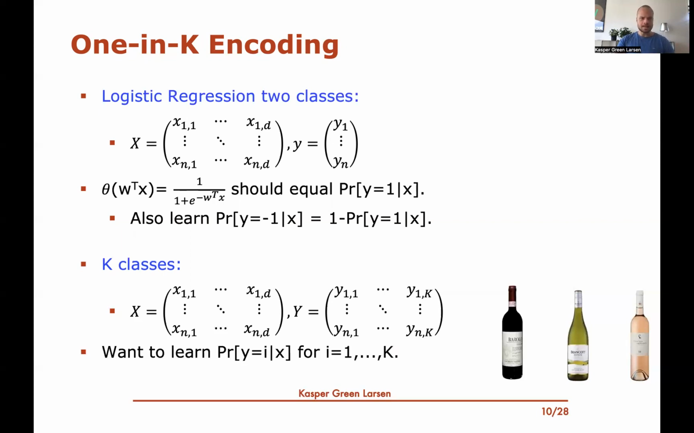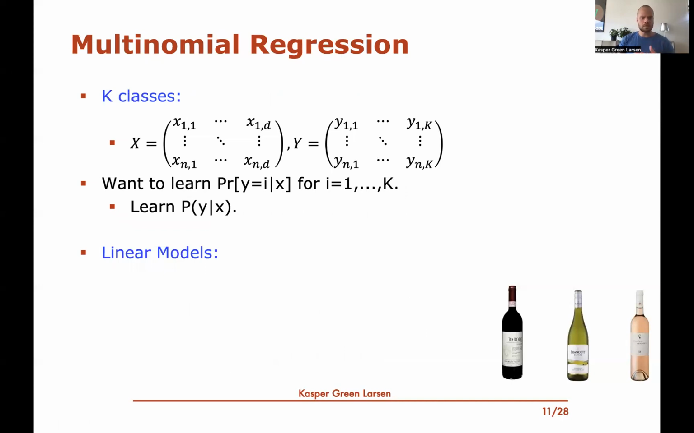Now, for k classes, we're not interested in learning just 1 probability, but we're actually interested in learning k different probabilities. We want to learn for every single class, what is the probability that the label is equal to this class, given the feature vector X. So we have a whole set of k different probabilities we want to learn, the whole distribution on the label given the feature vector X. So that's the goal.